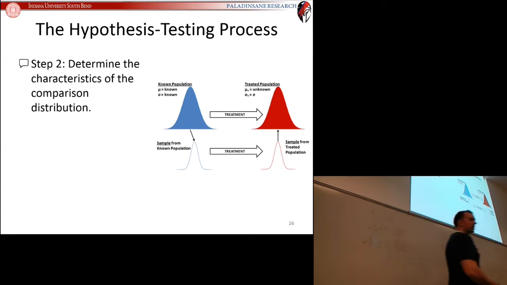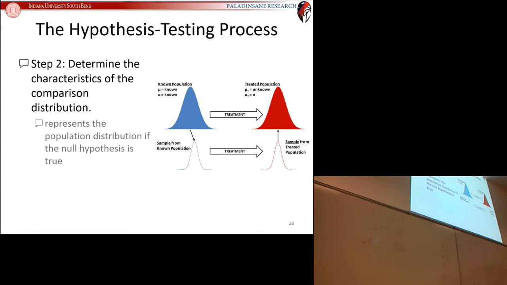All right, step 2, determine the characteristics of your comparison distribution. We need to compare our sample's score to something, and your comparison distribution has to be something that you can compare a sample mean to. So it has to be something where we can represent the population distribution if that null hypothesis is true. You cannot compare your sample mean to a population distribution because you're comparing a score of a group of people to scores of individuals. And that's not fair. You can't compare the performance of a group to the performance of individuals.